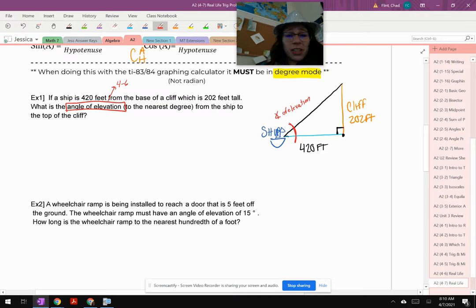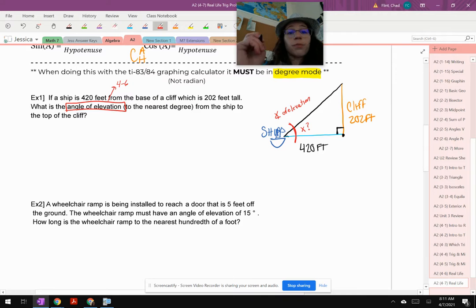All right, so I'm just going to read that one more time at least because I need to make sure I've got everything in order. But notice how my picture looks like a right triangle. If a ship is 420 feet from the base, yep, the cliff is that much tall. So the angle of elevation is what we're looking for. So this is my x, this is my question mark.